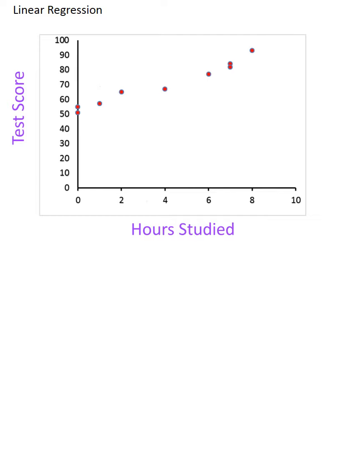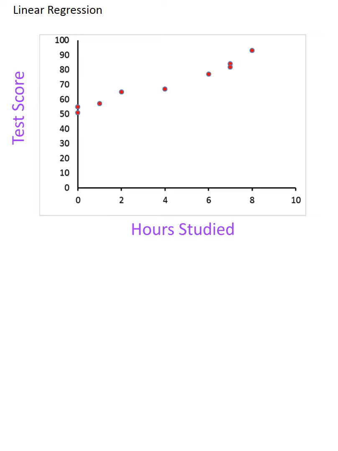Here's an example. Suppose we wanted to look at a connection between the number of hours people studied and the score they received on a test. And suppose these 9 dots in this so-called scatter plot represented actual people who studied a certain amount and got a certain score, as indicated by the graph.